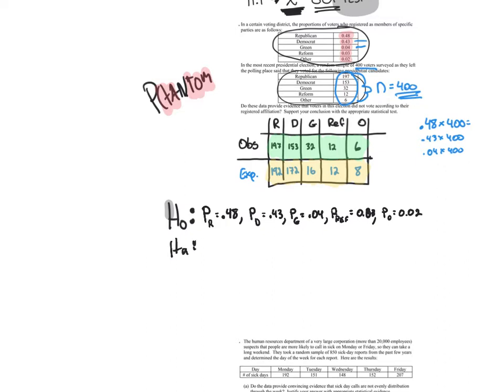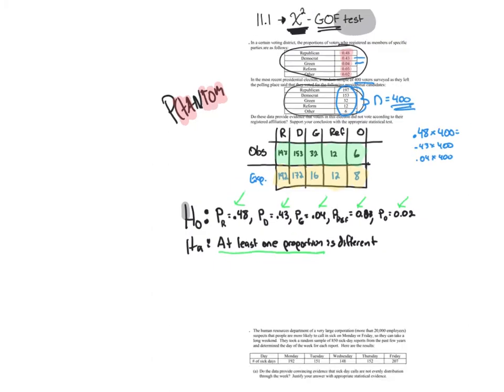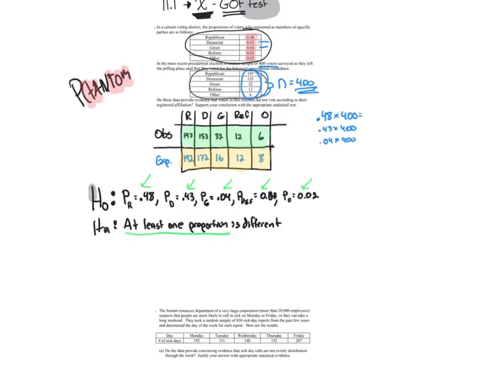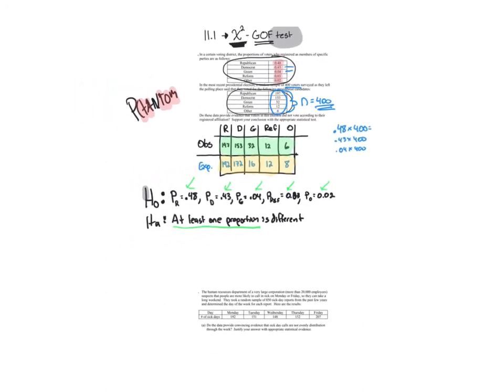Alternatively, this is always going to be standard no matter what chi-squared you're doing. If we're doing a goodness of fit, we're going to say at least one proportion is different. At least one. Now, they could all be different. We don't care as long as one of these proportions is different. And by different, we mean way different, not just kind of different. Okay, all right, so that's the H part of PHANTOMS. Let's do the A part of PHANTOMS.